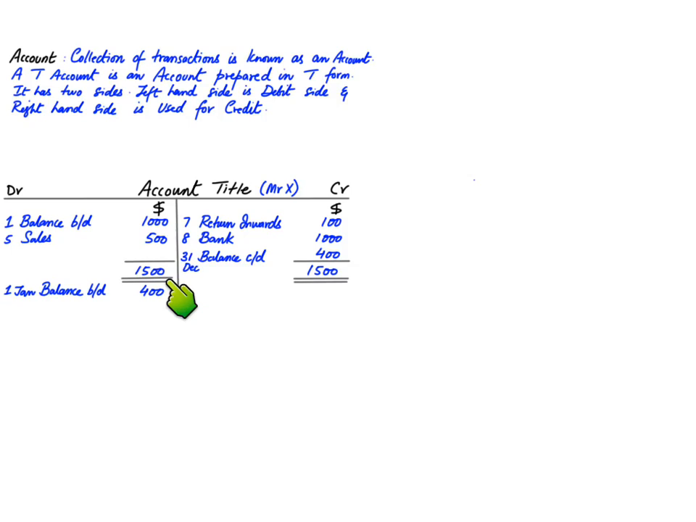Now he owes us 1500. Out of that 1500 he has returned 100 of goods back to us. Then he has also paid us 1000. If we deduct 1100 from this 1500, the balance remains 400 at the end of the month. This means at the end of the month and the start of the next month, he still owes us 400. This is known as a T account.